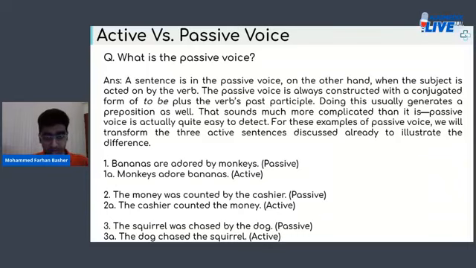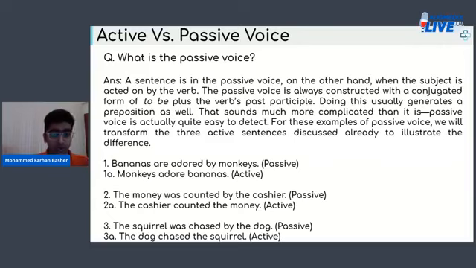And which was the object in the active voice? The money, right? So the cashier counted the money. But now, when you change this sentence from the active voice into the passive voice, the object of the sentence becomes the subject. So the money, which was the object in the active voice, now has become the subject in the passive voice, such as the money was counted by the cashier.